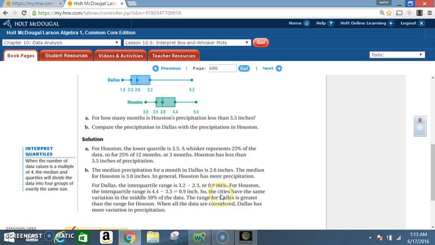So the cities have the same variation in the middle 50% of the data. That's because from here to here is 50%: 25%, 25%, 25%, 25%. So once again, I'm going to read it again. The cities have the same variation in the middle 50% of the data. The range for Dallas is greater than the range for Houston. When all the data are considered, Dallas has more variation in precipitation.